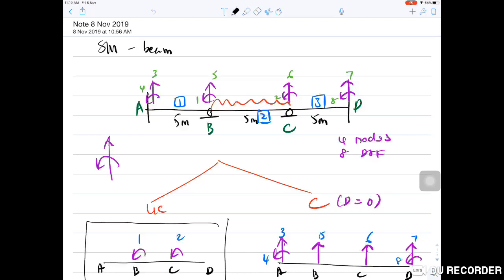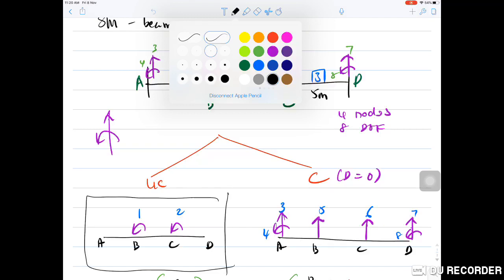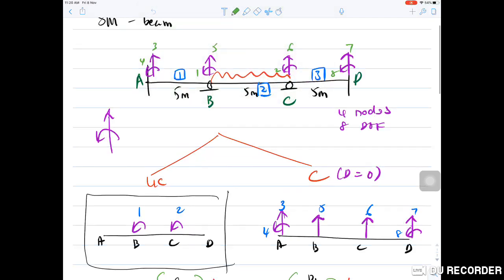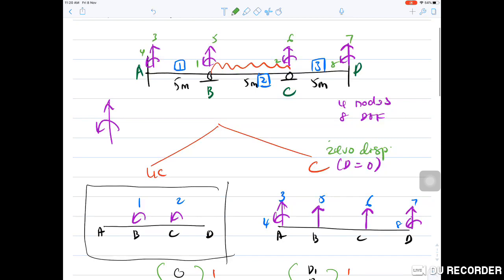Okay, stiffness method beam. As usual, we have to define the degree of freedom according to unconstrained and constrained, right? Because from that we can identify the zero displacement or zero degree of freedom. Zero displacement, sometimes it is also called as zero degree of freedom.